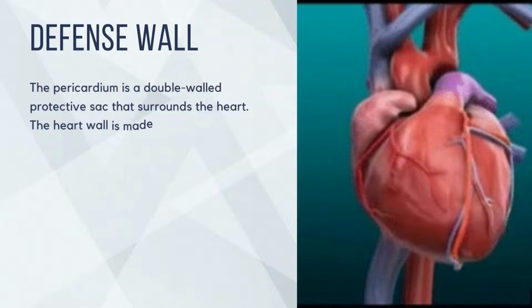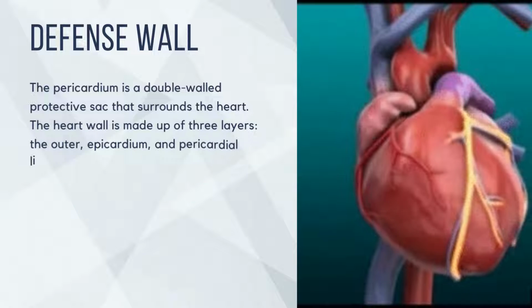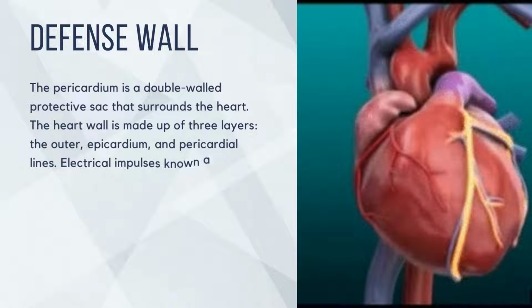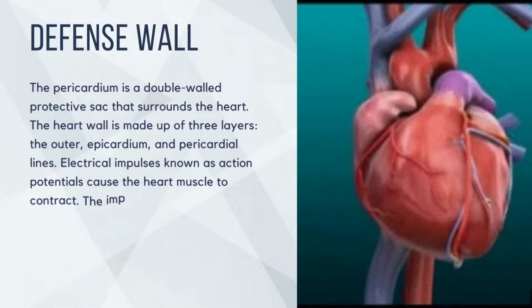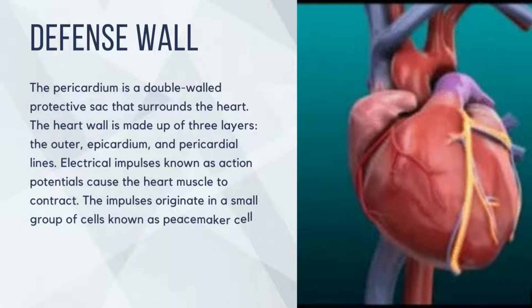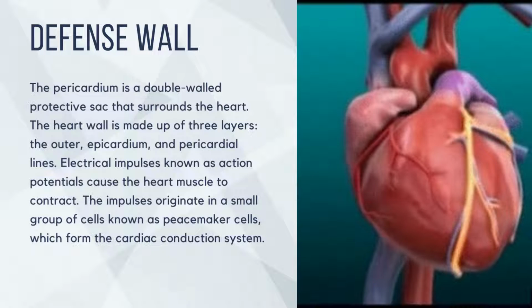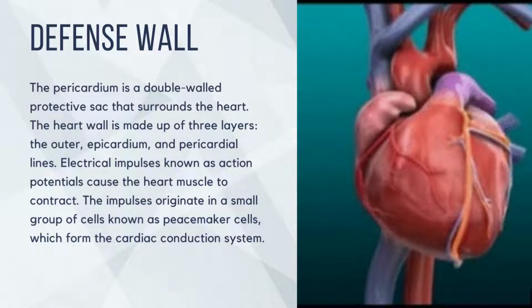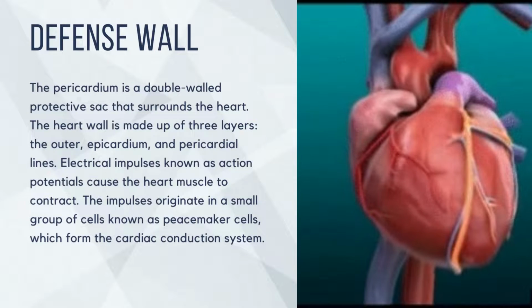The pericardium is a double-walled protective sac that surrounds the heart. The heart wall is made of three layers: the outer epicardium, the myocardium, and the endocardium. Electrical impulses known as action potentials cause the heart muscles to contract. The impulses originate in a small group of cells known as pacemaker cells, which form the cardiac conduction system.